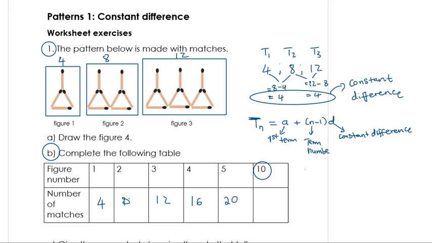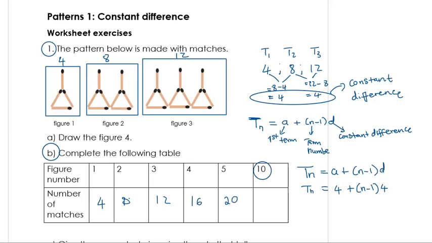I will start by rewriting the formula again: Tn equals A plus n minus 1 times D. n just means any term number. So we can say the general term for this pattern is Tn equals, the first term of the sequence is 4, plus the n minus 1 remains like that, and then the constant difference was also a 4.